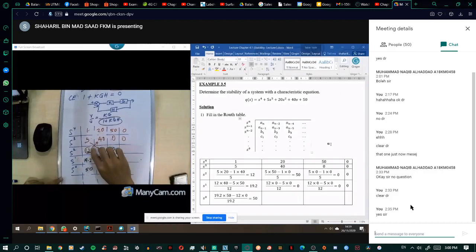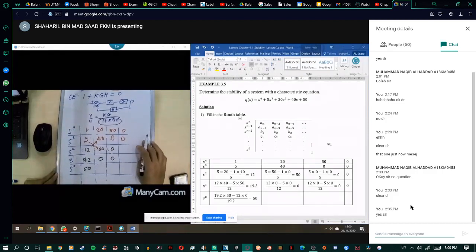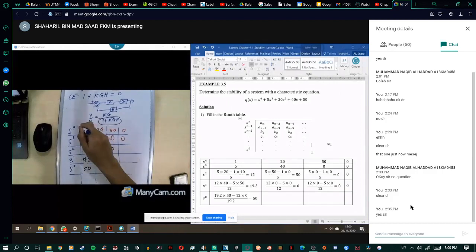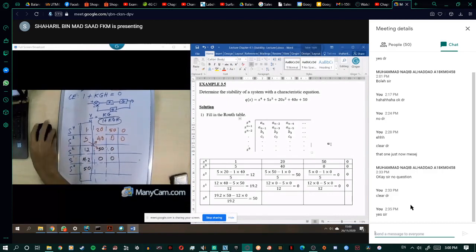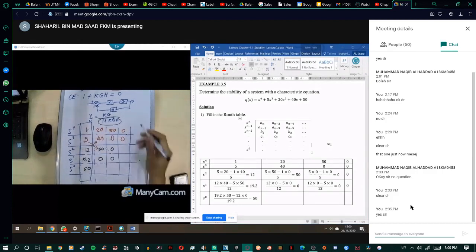Done. So we already got all the values for the first column of the root table. For the root table, we just look at the first column, this one. Then after that, we look at the sign of these values. Look at 1, what is the sign? Positive or negative?